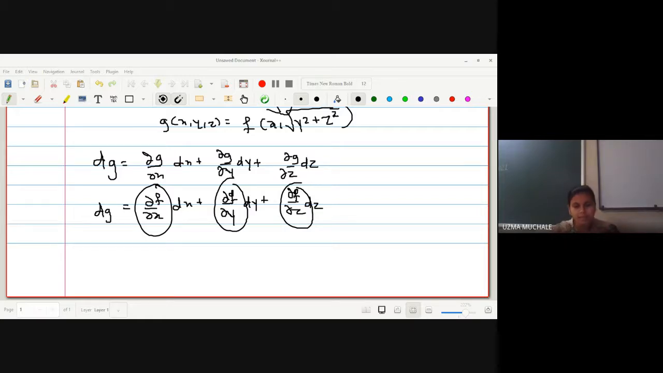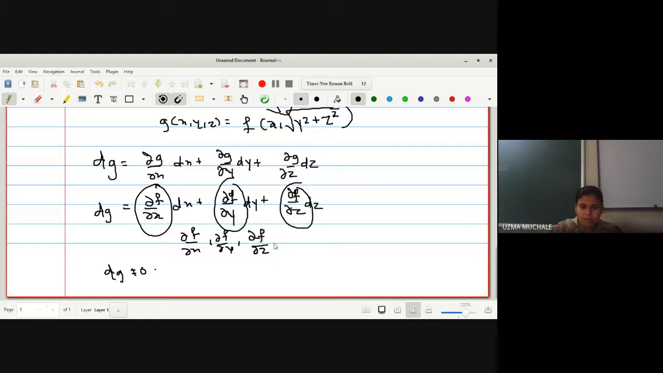If it is a curve, obviously all will not be equal to 0 simultaneously. If all will be equal to 0 simultaneously, it means that your f is a constant. It is simply a straight line which is not a curve. So hence we can say that if all three partial derivatives are not equal to 0 simultaneously, I can say that dg is not equal to 0. You can say that ∂f/∂x, ∂f/∂y, and ∂f/∂z are not equal to 0 simultaneously, since f(x, y) is a curve.